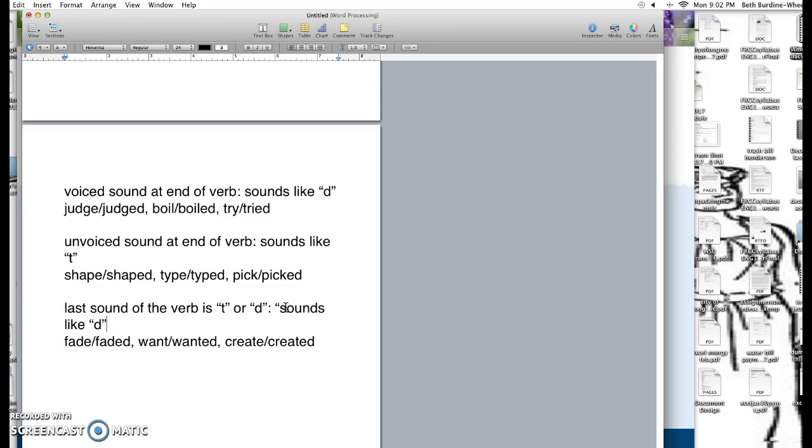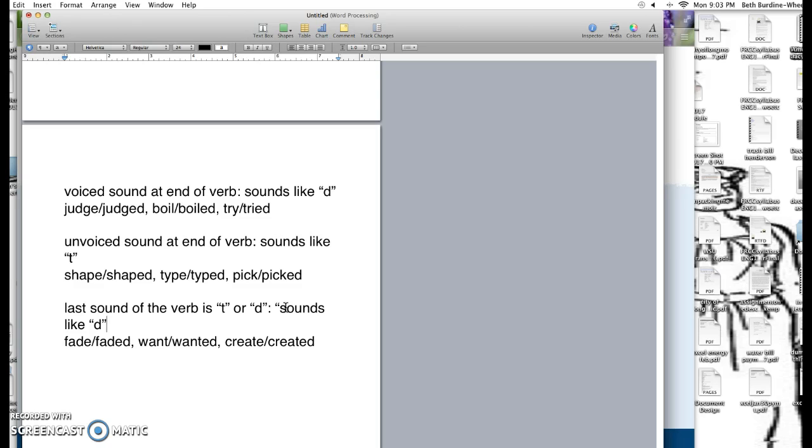So fade becomes, in past tense when we add the ED, faded. And want becomes, with the ED in past tense, wanted. And create becomes created. So, with this little pattern, you can think about verbs that end with the voiced sound or the unvoiced sound, and the group of verbs that ends with a T or a D sound, and try to help yourself to pronounce those ED words more correctly.